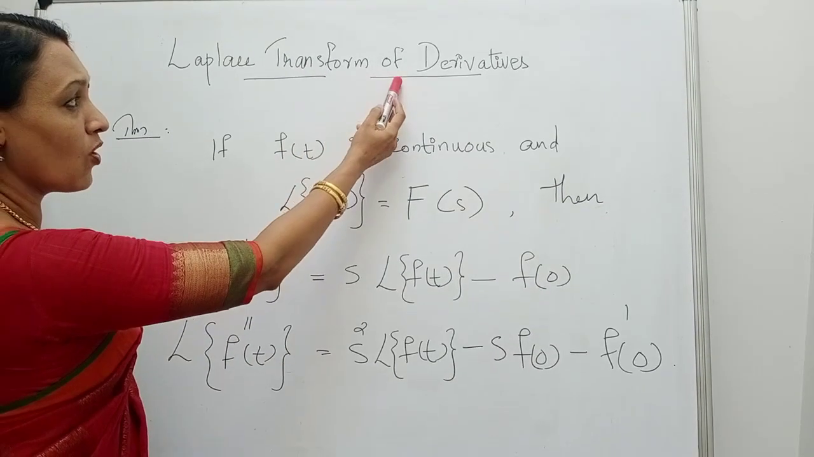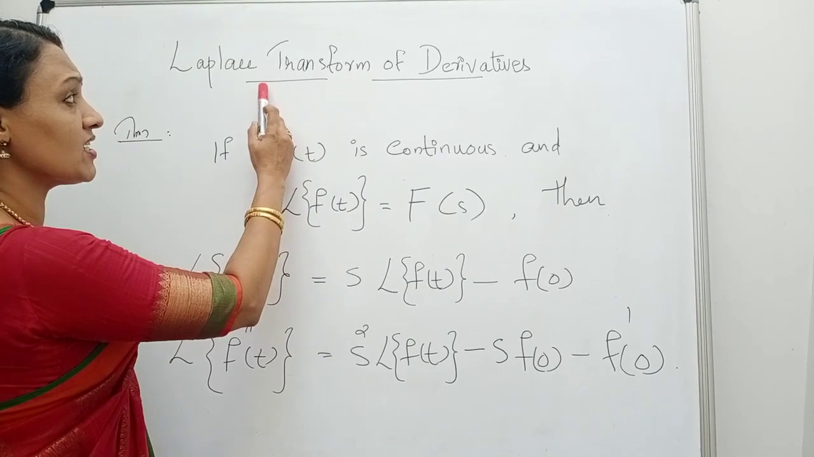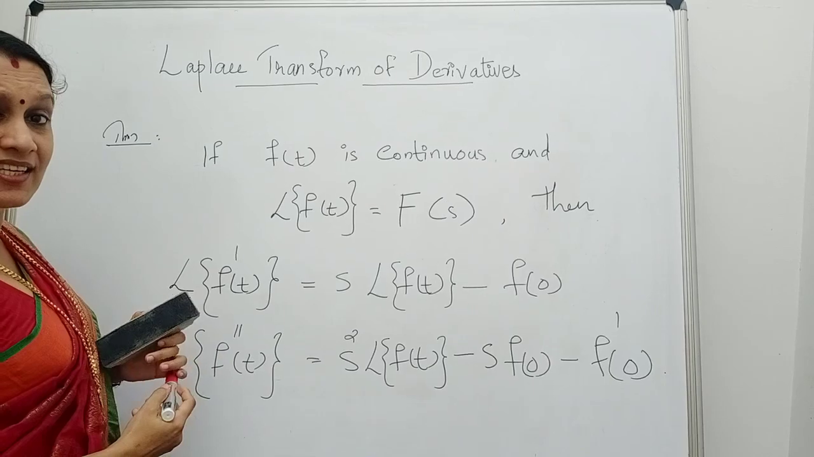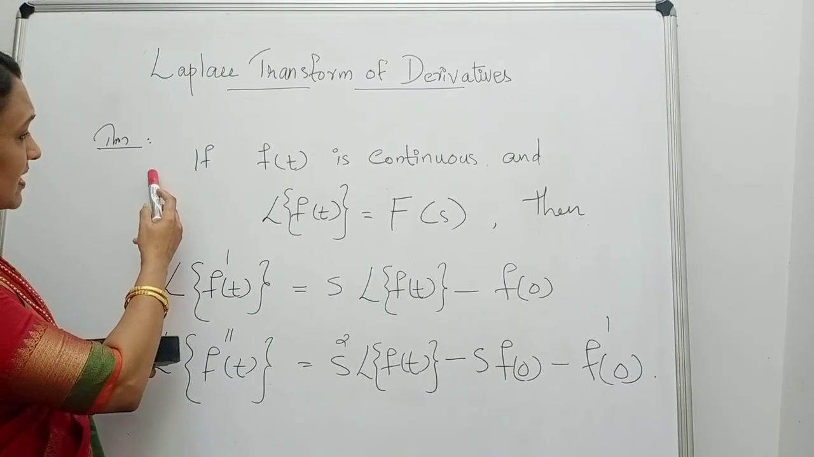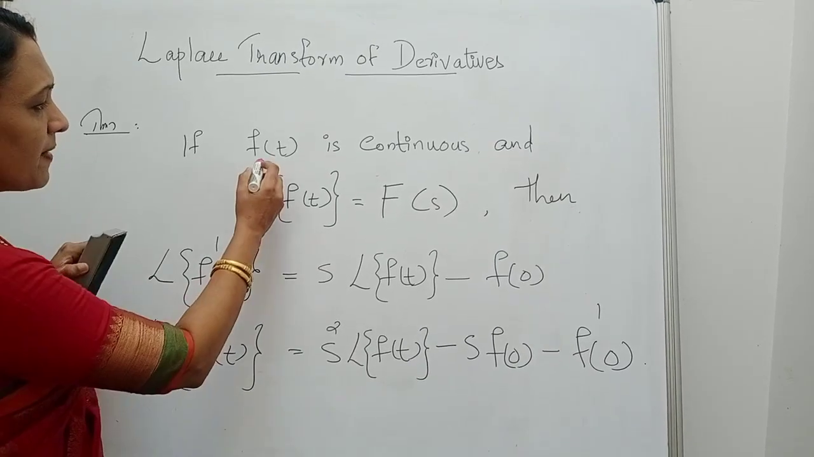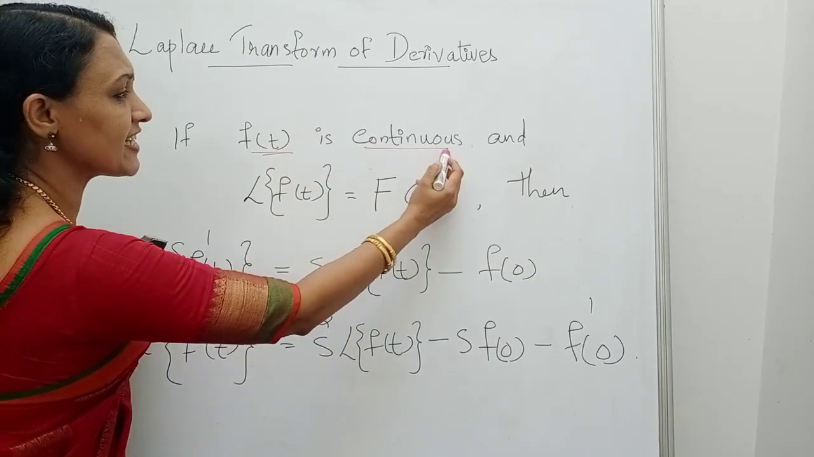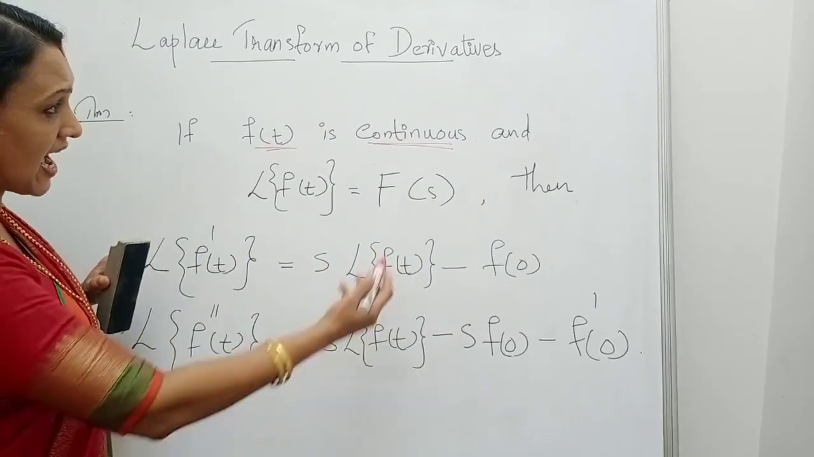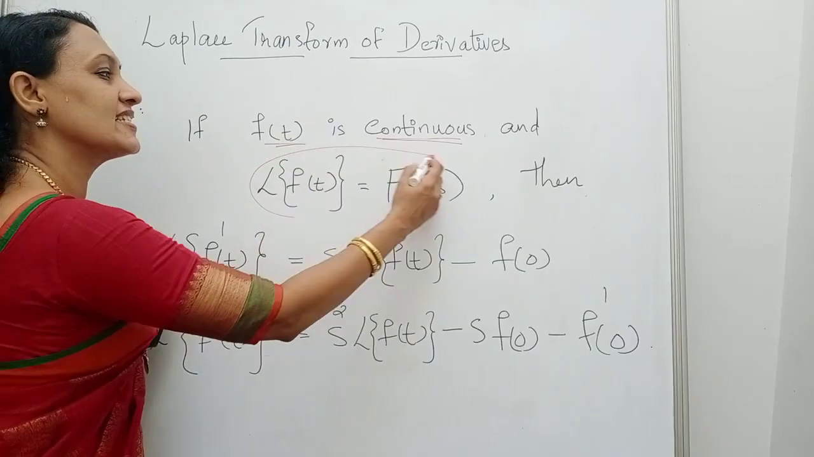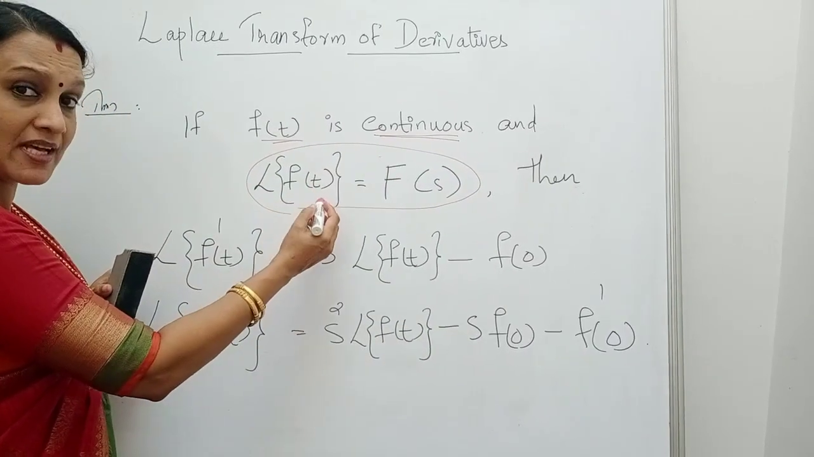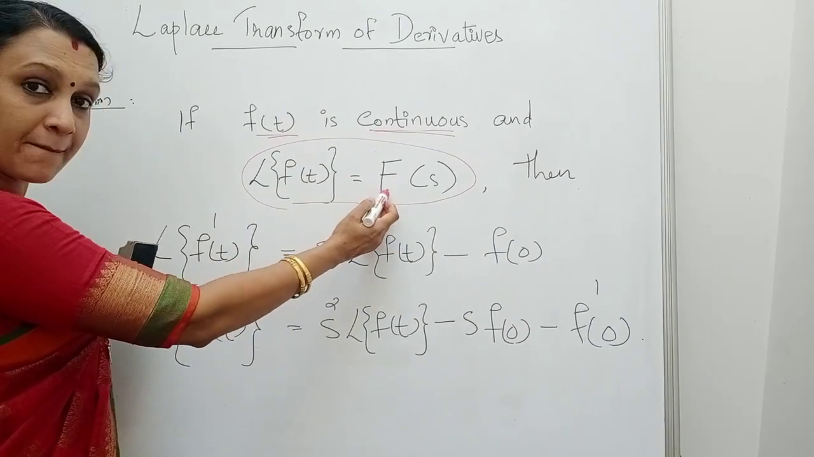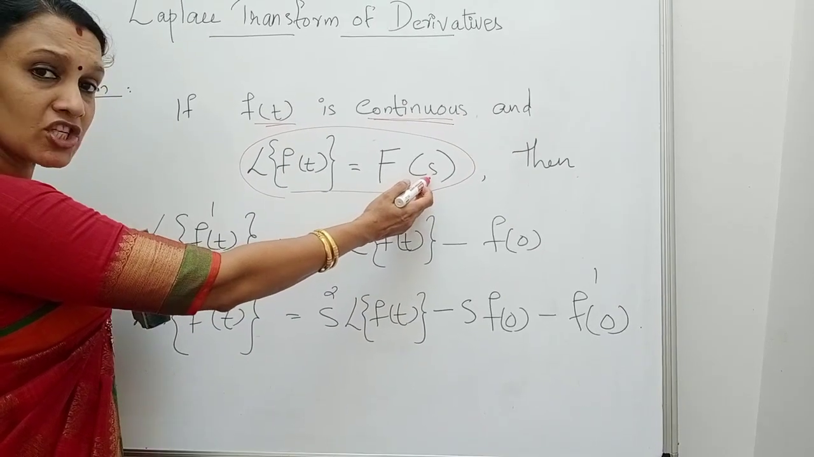Laplace transform of derivatives. How to find the Laplace transform of a derivative, that we are discussing here. We have a theorem. This theorem says that if f of t, our function, is continuous and L{f(t)} is equal to F(s). This already I discussed. See the notation for Laplace transform, L{f(t)} is denoted by capital F of s. We know this is a function of s.